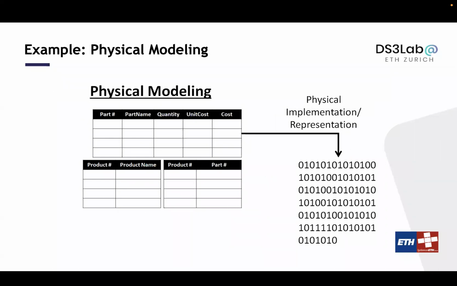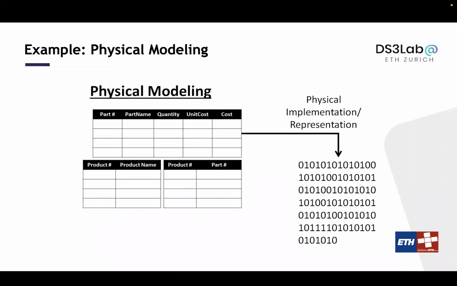And the third phase is called physical modeling. In this phase, we hope most of this is done by the database system for you. Essentially, you take as input your logical model, which is a relational model, and map it into some physical implementation or representation on your hard drive. Essentially, you map this logical model into a sequence of 0s and 1s on your hard drive.